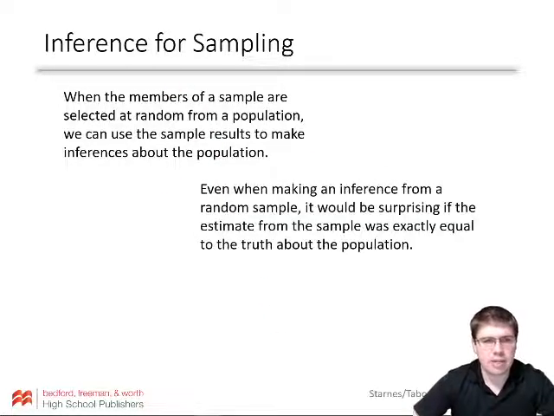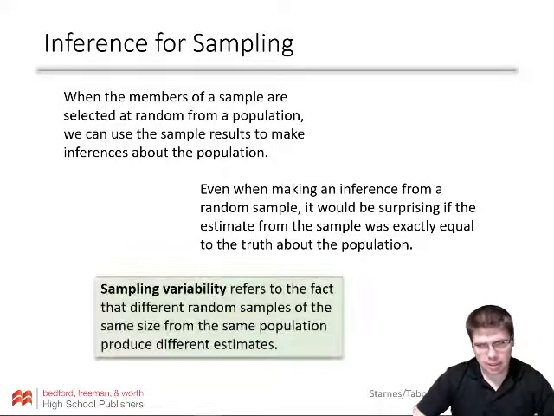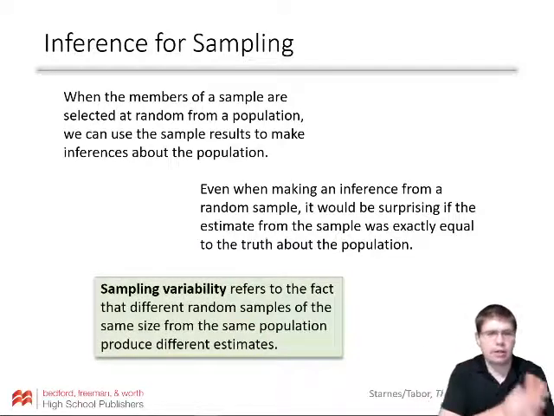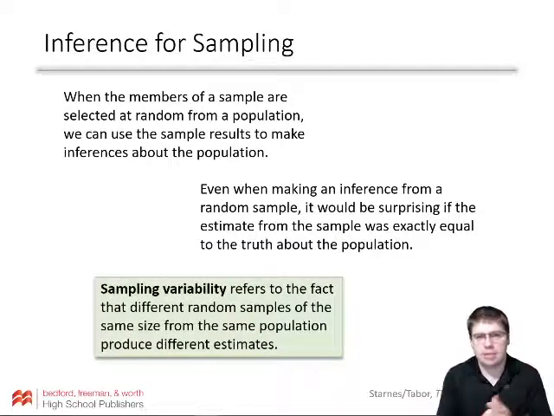Even when making an inference from a random sample, it would be surprising if the estimate from the sample was exactly equal to the truth about the population. Whatever our mean is for our sample, that won't be exactly what the population mean is. We expect a little bit of sampling variability. That sample may be a little higher or a little lower just because of chance, the randomness associated with this.